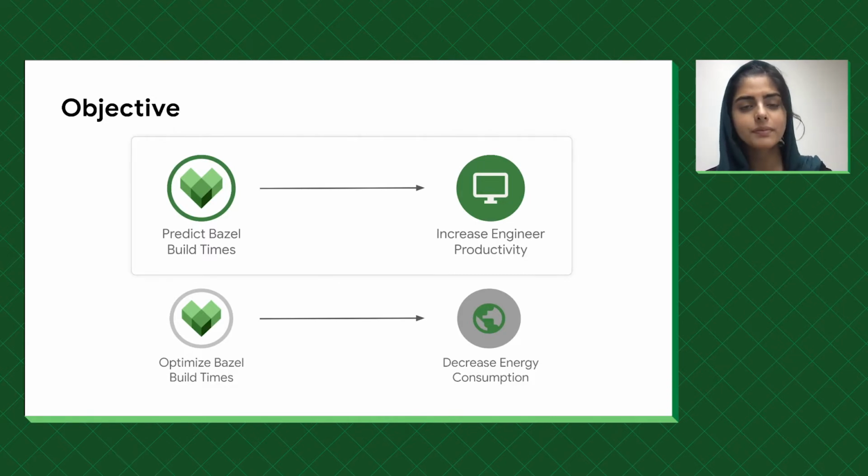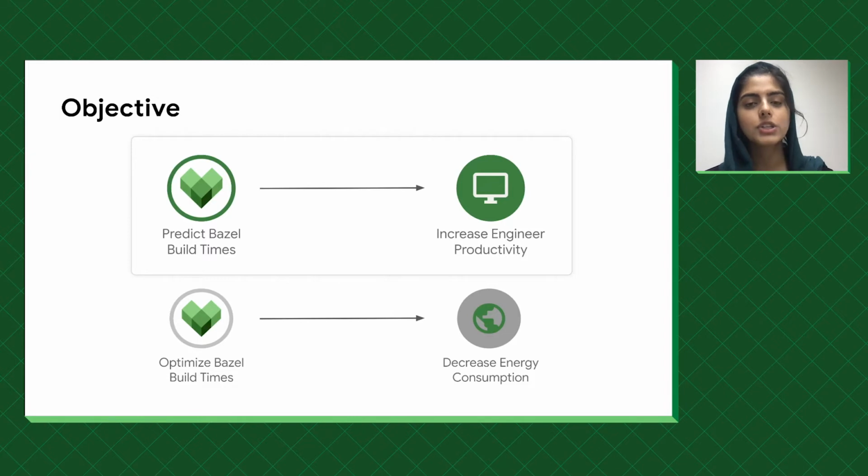So by predicting Bazel build times, we allow you to better allot your time as you see fit. Our long-term goal is to decrease energy consumption. By predicting times, we can flag which builds are the most problematic or the longest builds. Then we can focus on those builds, hypertuning parameters such as the jobs flag, to make those build times more optimal, decreasing energy consumption over time.